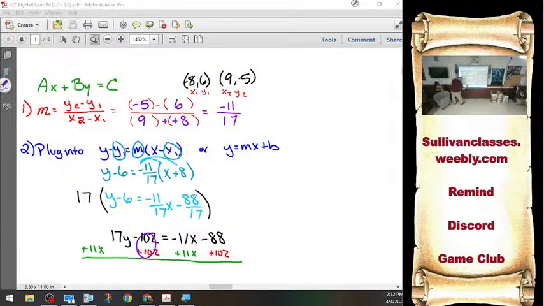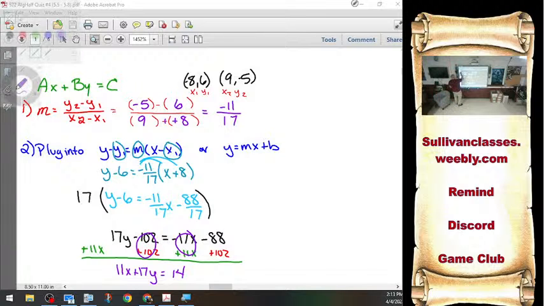Because that cancels out, I got 11x plus 17y. That cancels out, I got negative 88 plus 102 is 14. And it comes out clean, which is the point. Integer coefficients means no fractions allowed. No decimals allowed. It's got to be all whole numbers, positive or negative.